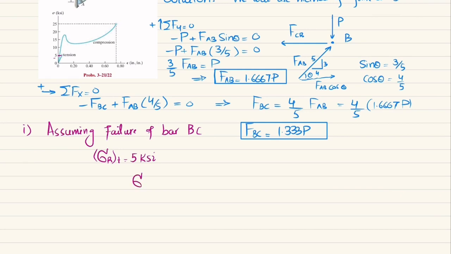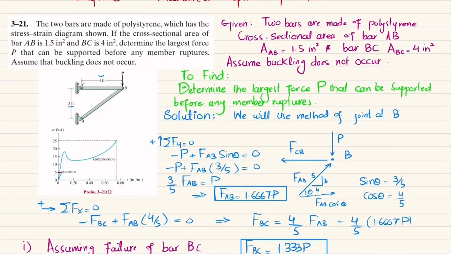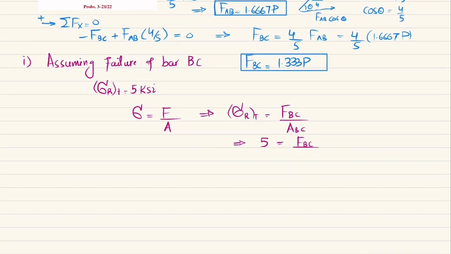We know that stress is equal to force per unit area. So for this member BC, the rupture due to tension will be equal to FBC divided by area of BC. So what we have is 5 KSI is equal to FBC divided by area of BC, which is 4 square inch. So from here you will get FBC equal to 20 kips.